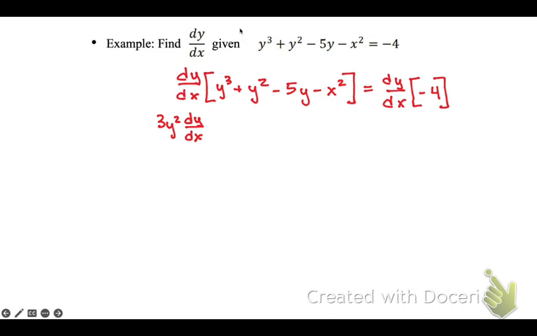Okay, so then plus 2y dy/dx. Again, why is it dy/dx after? Variables don't match. Negative 5 dy/dx. Negative 2x. And negative 2x equals, what is the derivative of a constant? 0.